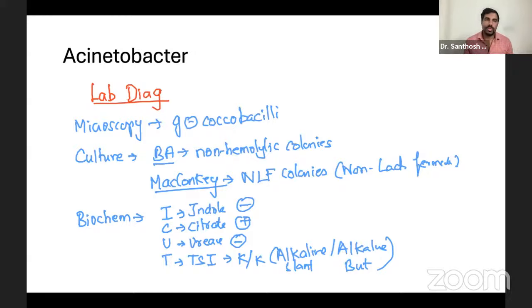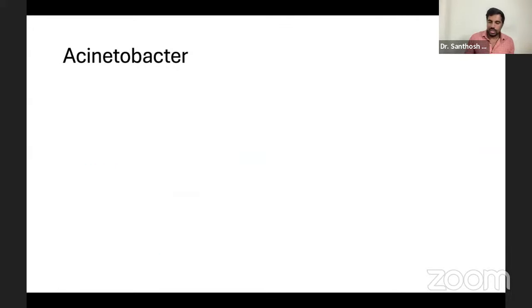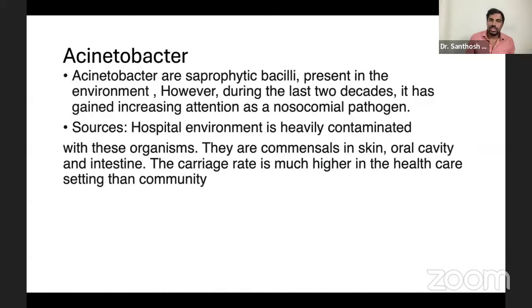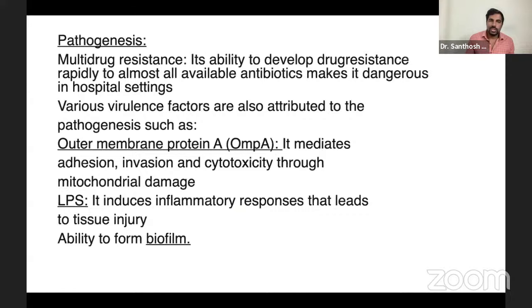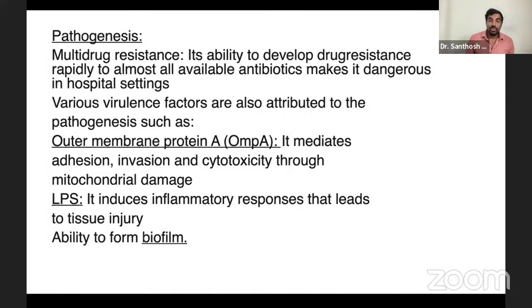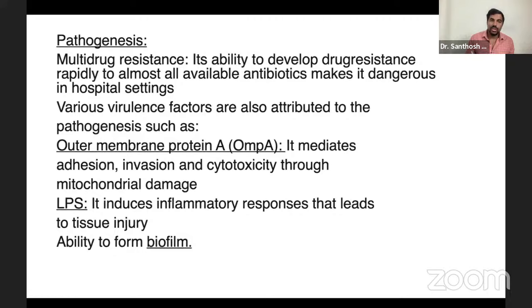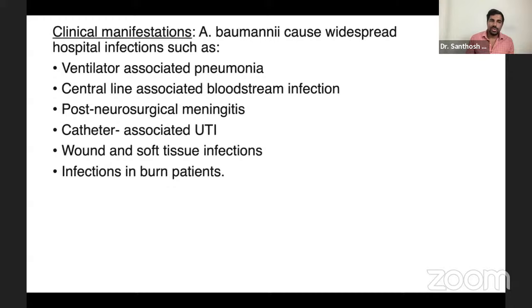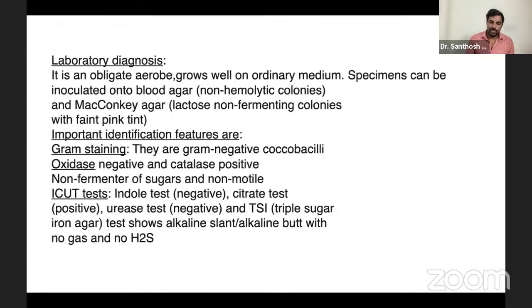Acinetobacter is usually a 5-mark question, but they can ask you in a long question also. So whatever you told, if you write it, this is more than enough. I'll show you the explanations here. You can see everything is clearly mentioned: the bacteria, where it is coming from, pathogenesis, the important outer proteins. Don't forget, biofilm is also another important point here. Then the clinical manifestations, all the diseases, catheter infections, VAP, mainly hospital-acquired infections. And then the important lab diagnosis. So this is for your Acinetobacter.